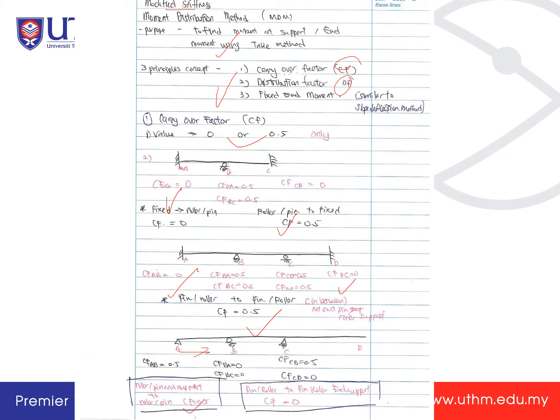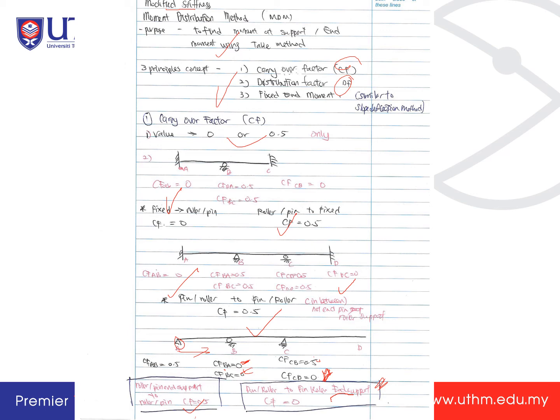But from the roller or pin to roller or pin and support, for the end support, meaning if the end is pin or roller, you can see that CFPA now is 0 and CFBC now is 0. It's no longer 0.5. CFCB is 0.5, and then CFCD is 0. It's free, so CF is 0.